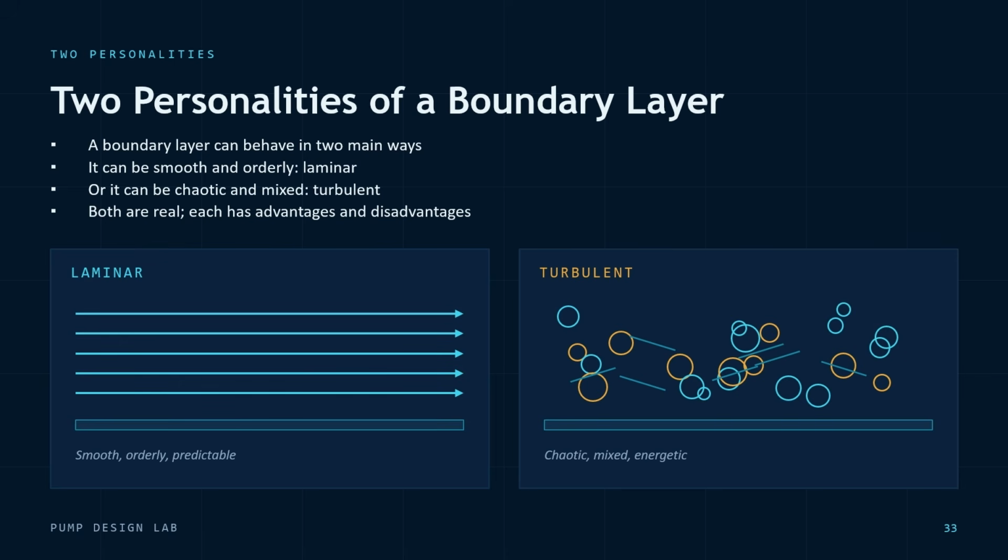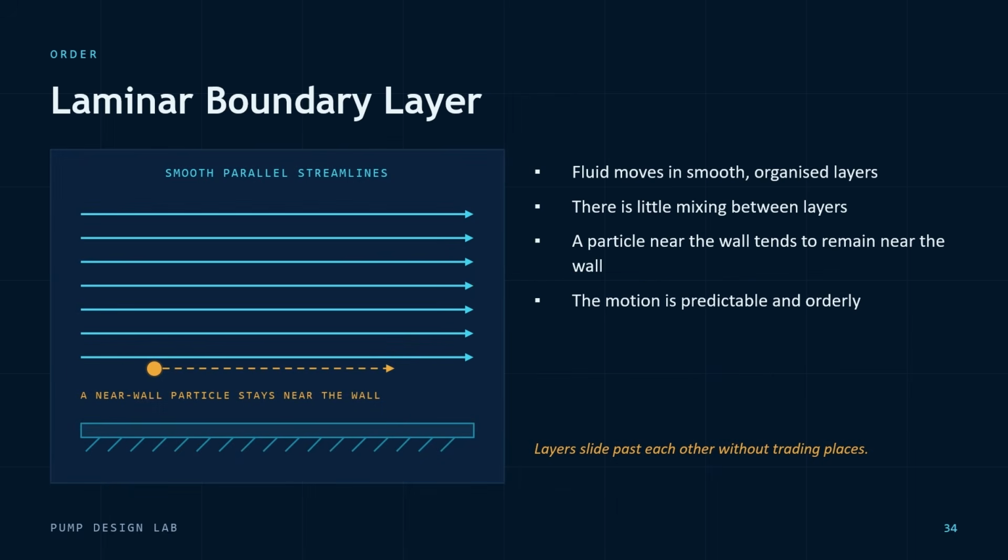A laminar boundary layer is smooth and orderly. A turbulent boundary layer contains chaotic mixing and small eddies. These two states have very different friction losses and very different abilities to stay attached to the surface. Let's begin with the more orderly state, the laminar boundary layer.